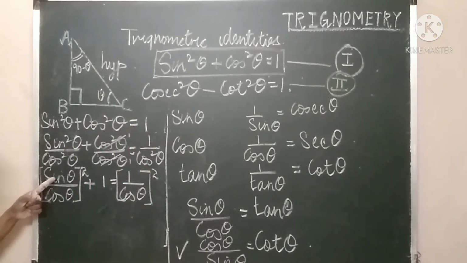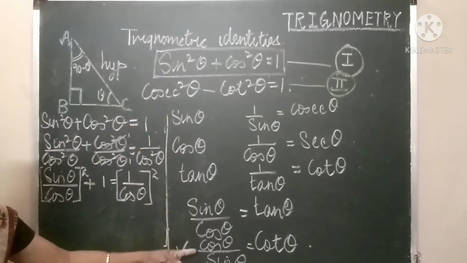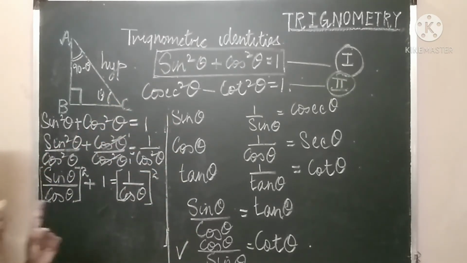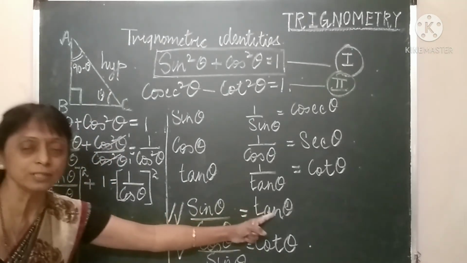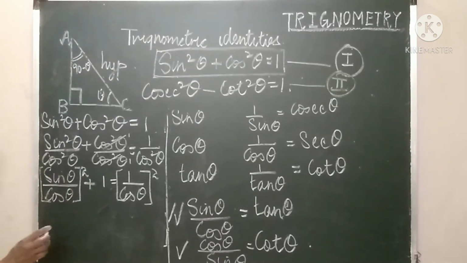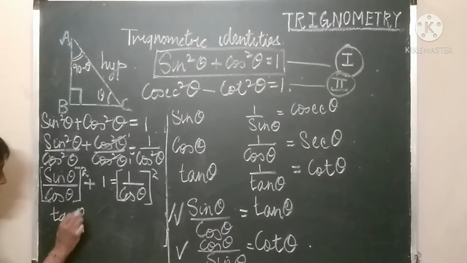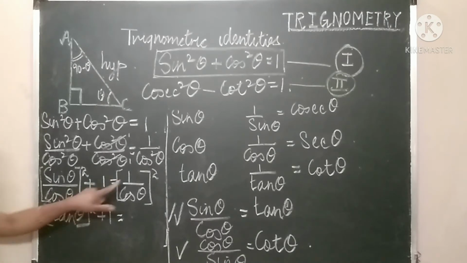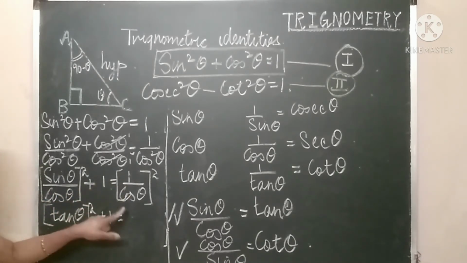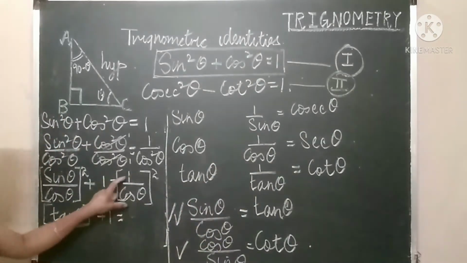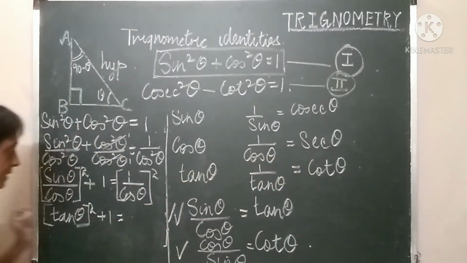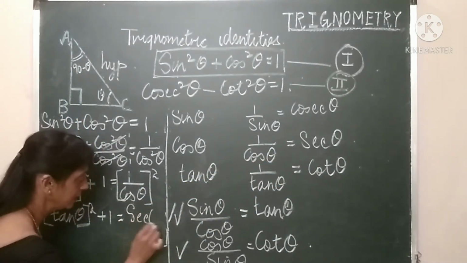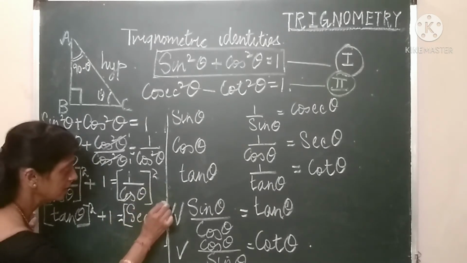Now let's check, children. Sin theta upon cos theta. Can we substitute some value for sin theta upon cos theta? Only one term? Definitely. Sin theta upon cos theta is equal to tan theta. So here sin upon cos will give you tan of the same angle theta, the whole square, plus 1, which is equal to 1 upon cos theta. What is the inverse of cos? It is equal to sec. So instead of 1 upon cos theta, we can write the multiplicative inverse of cos, that is sec. So it will be sec theta. Let's not forget the square.